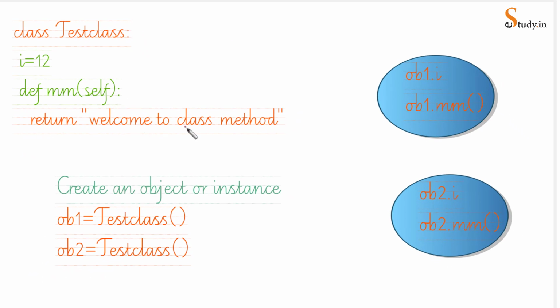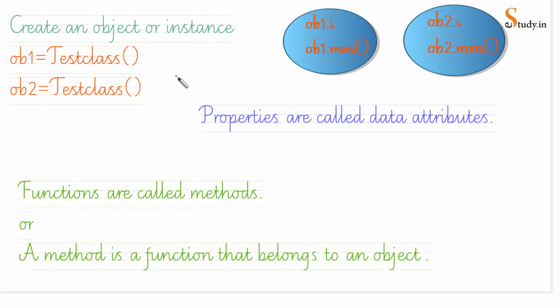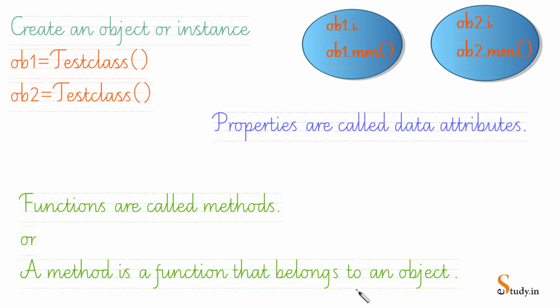move further and understand some new terms. So properties are called data attributes. This is the data, ob1.i and ob2.i. So i is the data attribute, and functions are called methods, or like they are functions, but a method is a function that belongs to an object. Okay, so here instead of calling a function, we will call it a method. Okay, so because when a function belongs to an object, it is called a method.